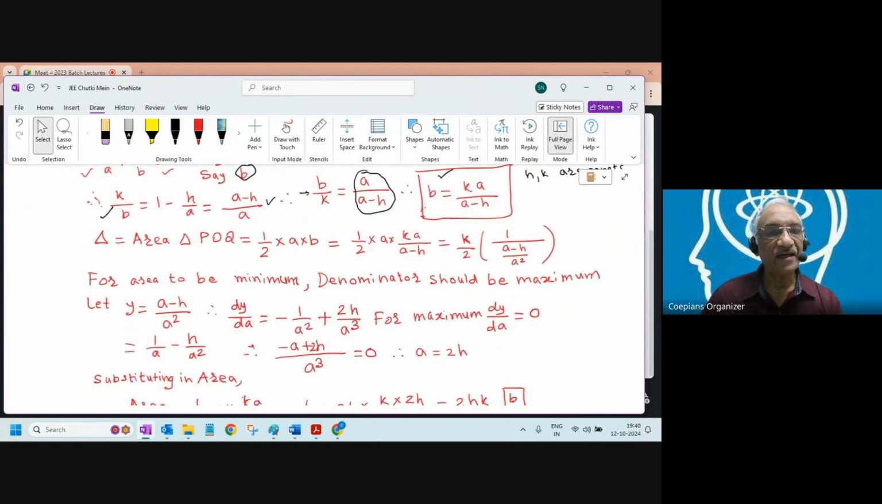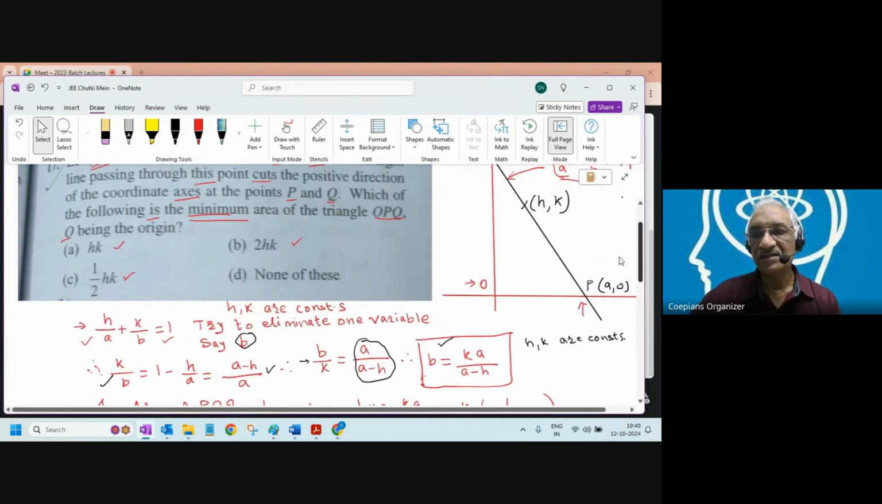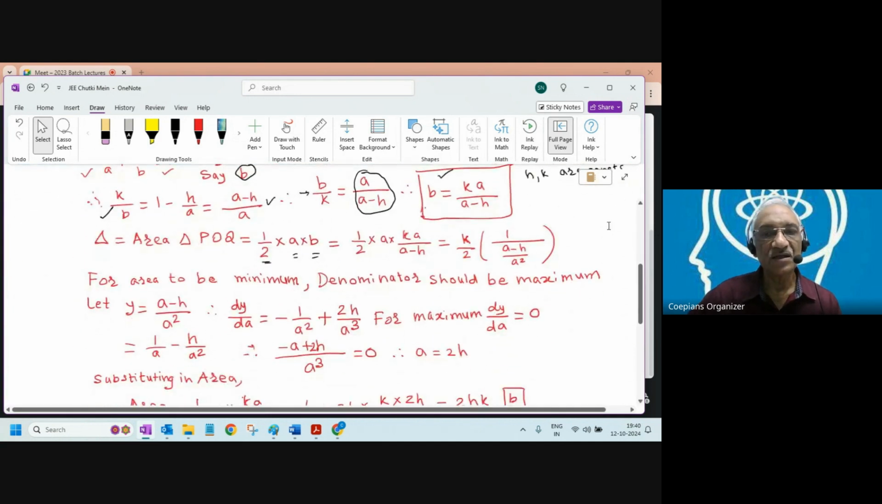Now let's look at the area. Area of the triangle POQ will be half into base into height. In this diagram, the base is a and the height is b, because the coordinates are (a, 0) and (0, b), so it is half into a into b. Now we eliminate b, so the area becomes k by 2 into 1 upon (a minus h upon a square).